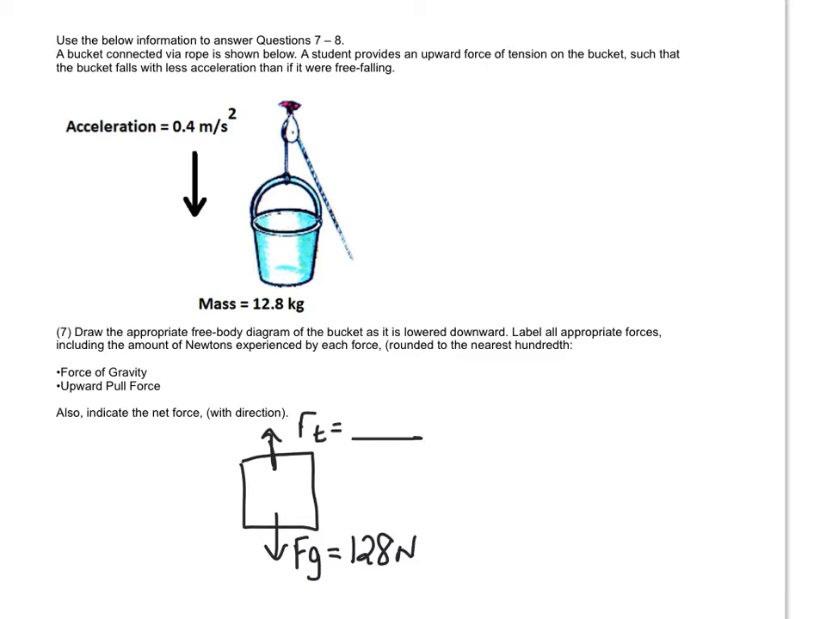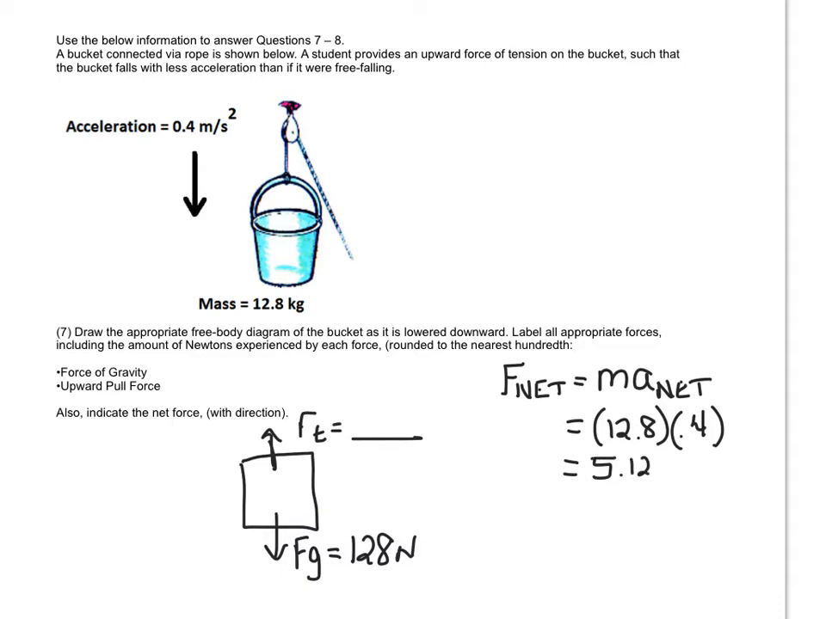What is given is our net acceleration, therefore we can solve for our net force. Net acceleration is given as 0.4 meters per second squared as it travels downward. Therefore, we can solve for our net force because we know net force is equal to mass times net acceleration. Net force is equal to 5.12 newtons.